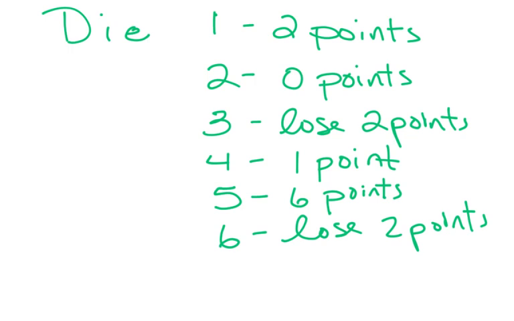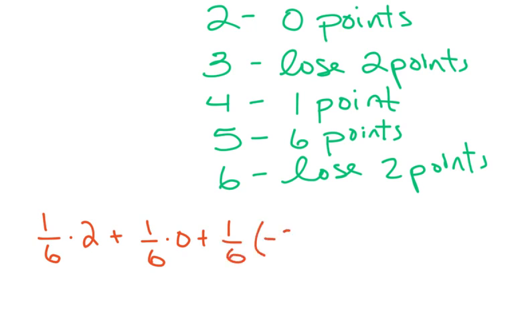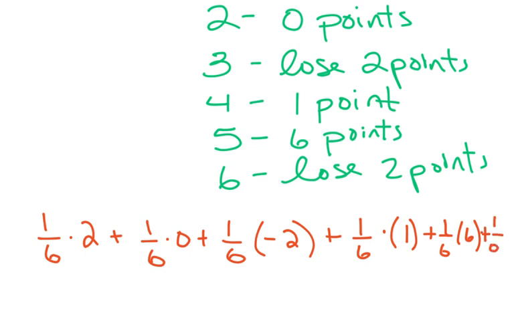So for rolling a 1, that's a 1 in 6 chance, you get 2 points. For a 2, that's a 1 in 6 chance, you get 0 points. For rolling a 3, you have a 1 in 6 chance, but you lose 2 points. That's negative. A 4, still 1 in 6 probability, and you gain 1 point. And then finally, the last two, we've got 1 in 6, which is going to gain you 6 points. It's a lot. And then finally, the last one, you're going to lose 2. So there's going to be a -2 back here.